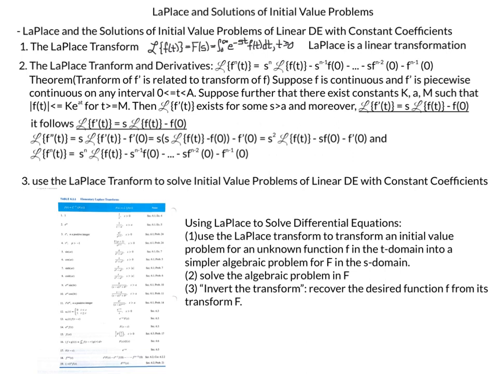And the way we are going to approach these problems is one, we're going to use the Laplace transform to transform an initial value problem for an unknown function f in the t domain into a simpler algebraic problem for capital F in the s domain. So we'll use the Laplace transform. We're going to solve the algebraic problem for capital F, and then we're going to invert the transform to get back little f. And again, we're not going to cover the formula to go from capital F to little f because that involves complex analysis, but we are going to use the table that I just showed you.